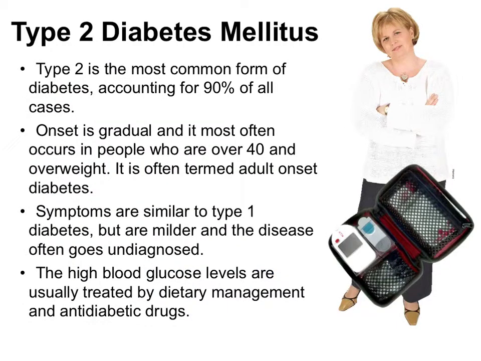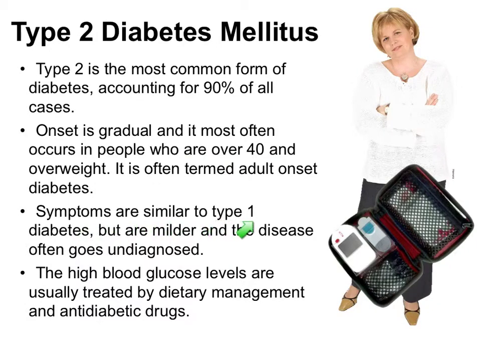Type 2 diabetes is the most common form of diabetes, about 90% of all cases, and generally this does not occur in early childhood. It tends to be adult onset, and that was the original term coined for it, adult onset diabetes, generally occurring in people who are over 40, and it is highly linked to obesity. So people that are overweight are at much greater risk of developing type 2 diabetes.